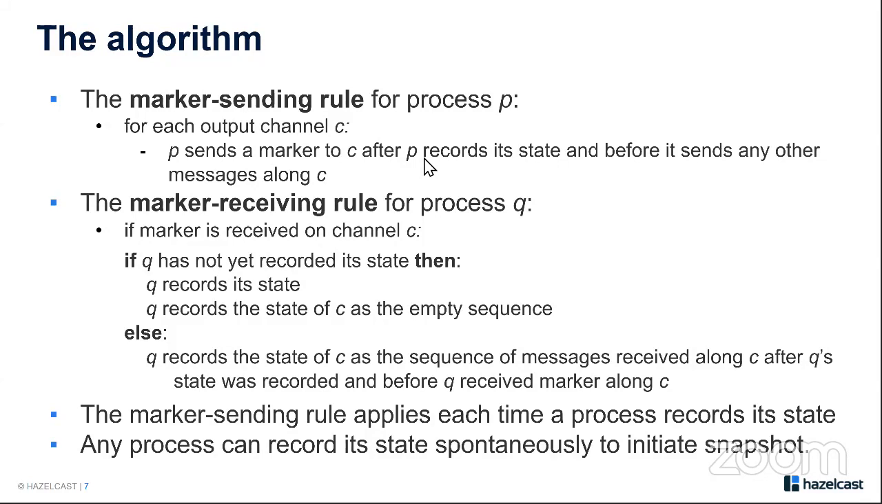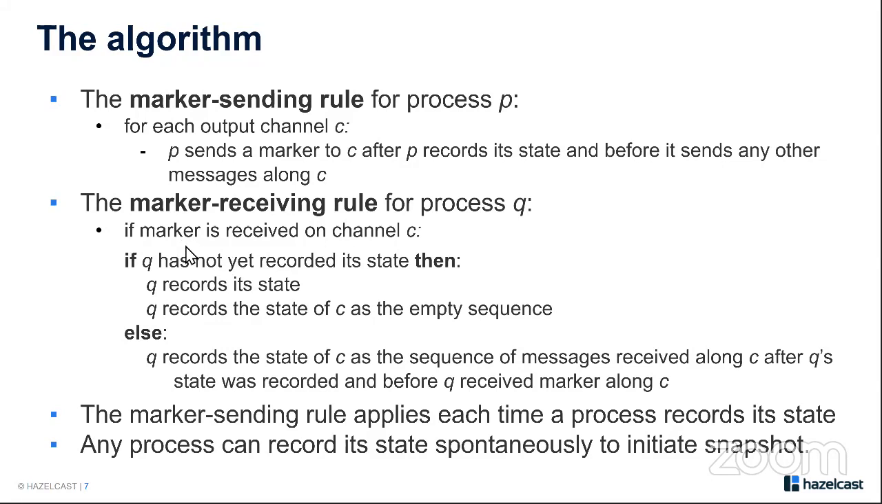So in simpler language, it means that if a process records its state, it must send a marker. A marker is a special message that's inserted in between other messages. So it must send the marker to all its output channels. And the second rule is the marker receiving rule. It means that a process may receive a marker before or after it has already recorded its state. Each process can record its state on its own at any time. I will explain later why.